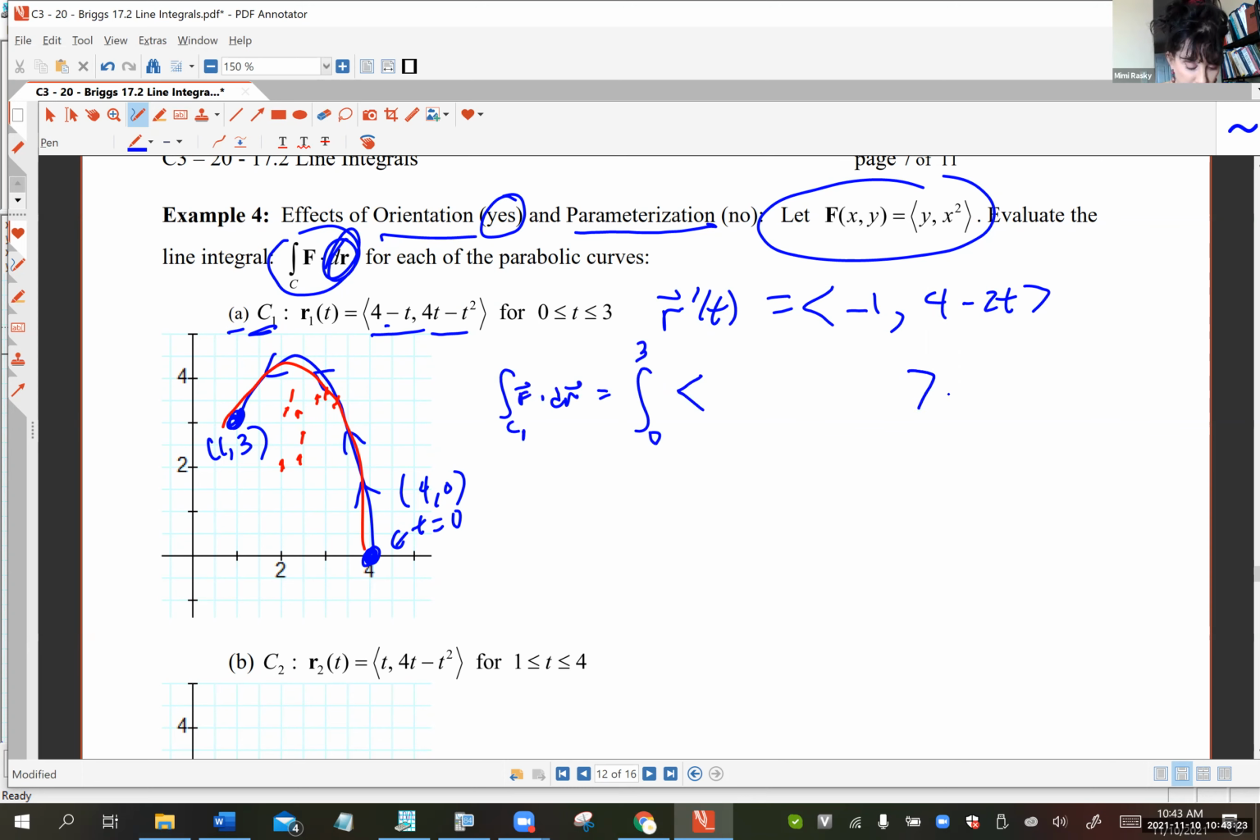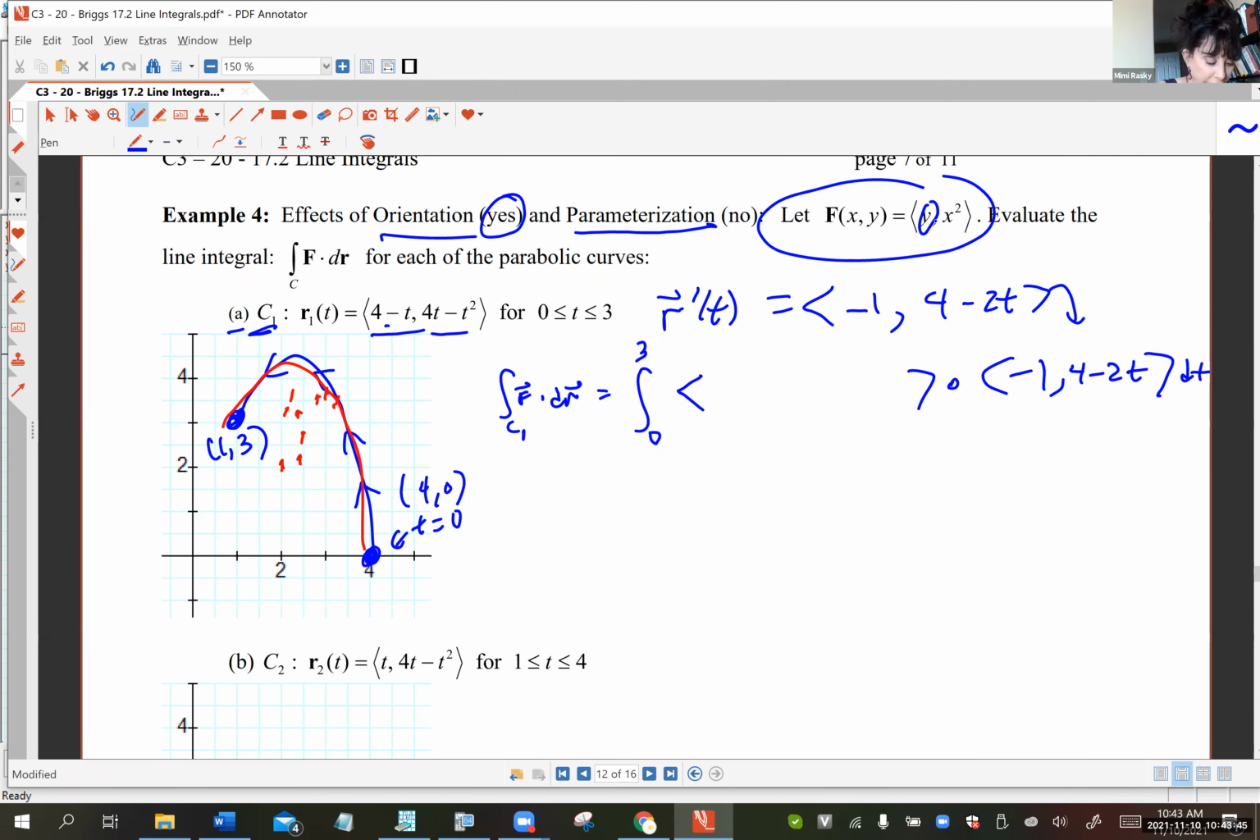You've got to take a dot product. So I'm going to cue it up here. Two vectors, dot product. We know that this vector here is the velocity vector. Now remember, for the force field, you're not allowed to put y and x squared. No, no, no, no, no. I don't want to see any x's or y's.